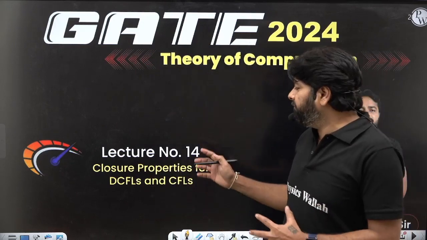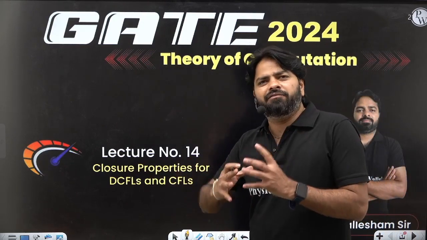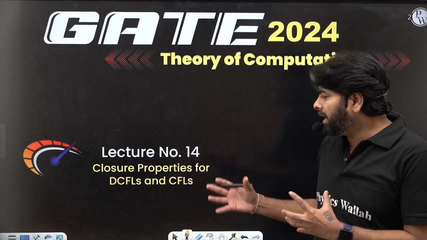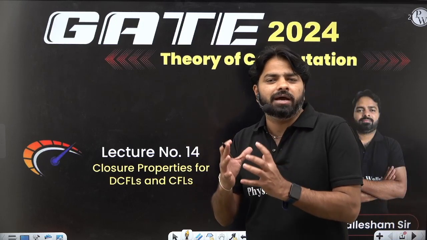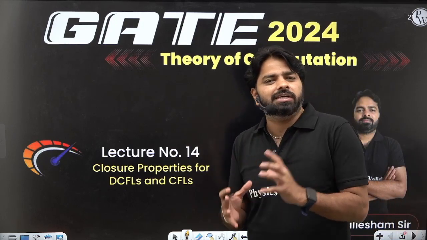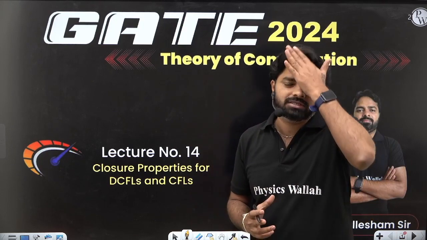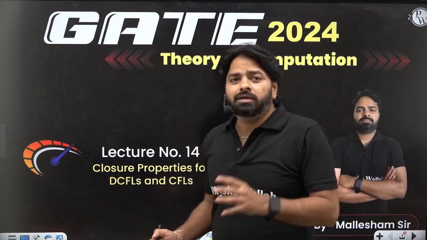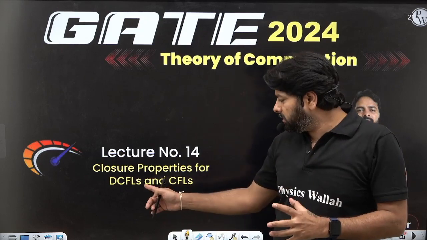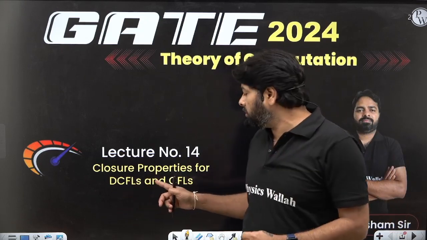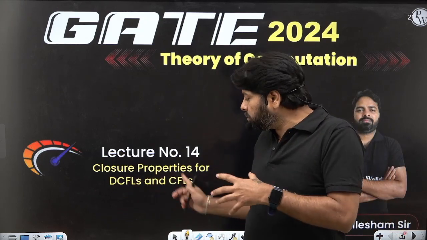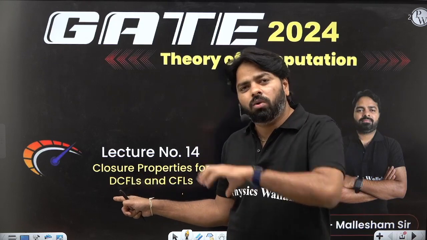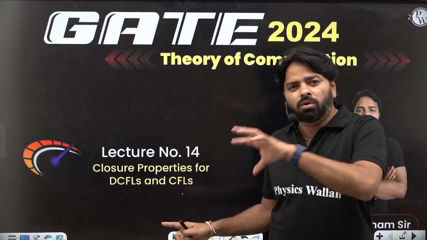In this video, or in this session, we will be understanding various operations, which are called closure properties, that we are going to apply for the context-free languages as well as deterministic context-free languages. And here the domains are of two types. One domain has all DCFLs, the other domain has all CFLs.